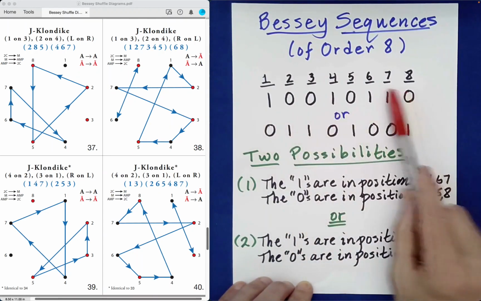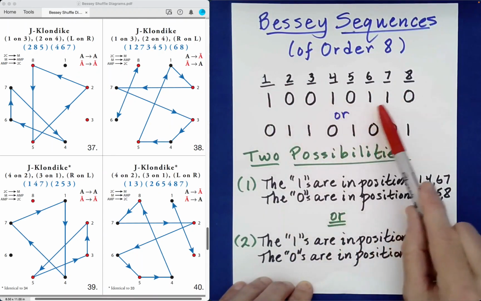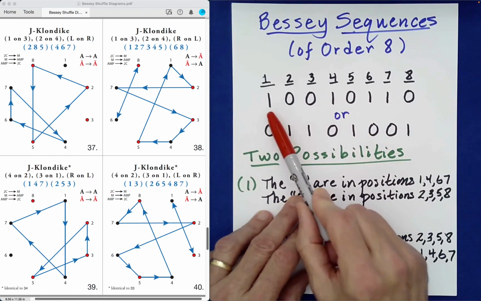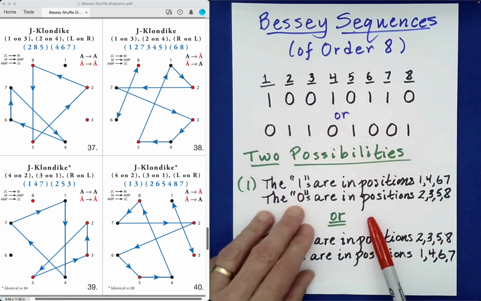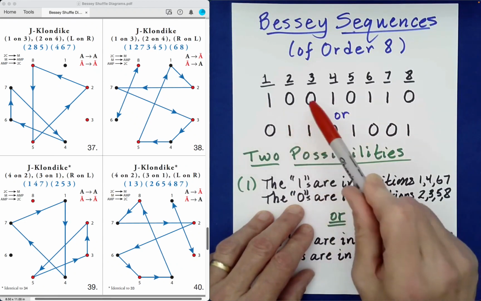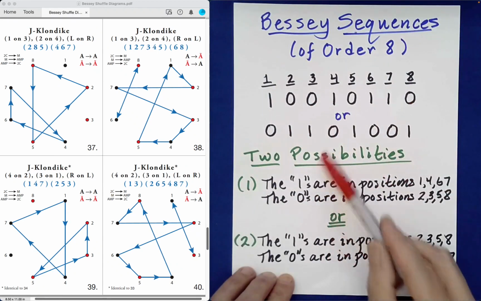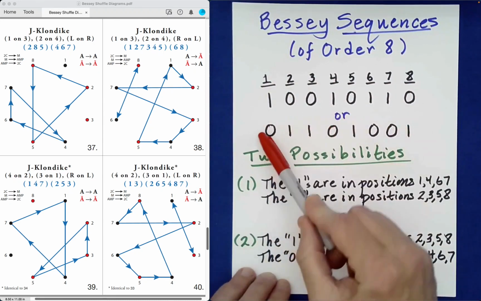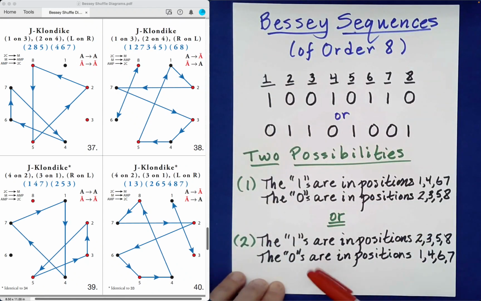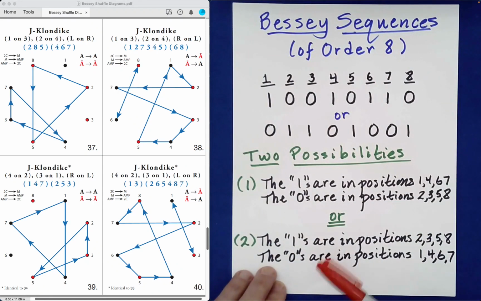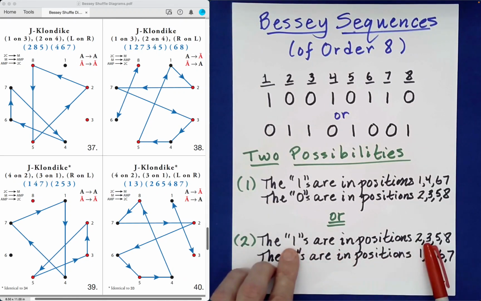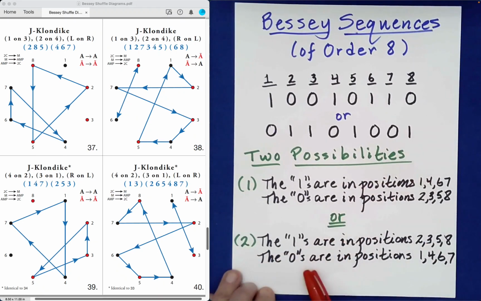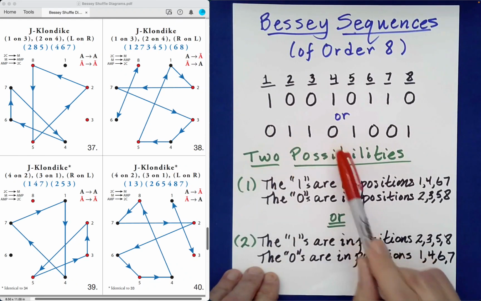So for our top Bessey sequence here, 1001, 0110, it is the case that the ones are in positions 1, 4, 6, 7, and the zeros are in positions 2, 3, 5, 8. And the inversion of this Bessey sequence leads to the sequence down here below, in which the relationship between the zeros and ones switch places. Namely, the ones are now in positions 2, 3, 5, 8, and the zeros are in positions 1, 4, 6, 7.